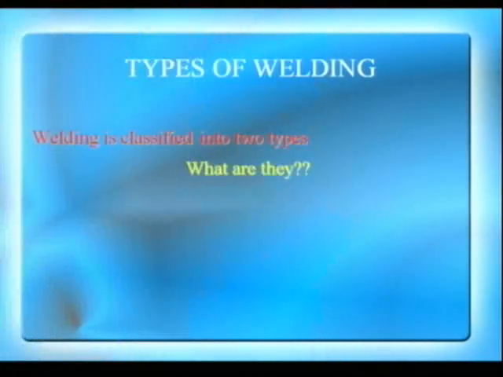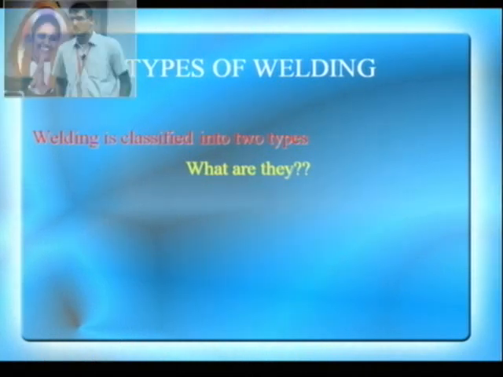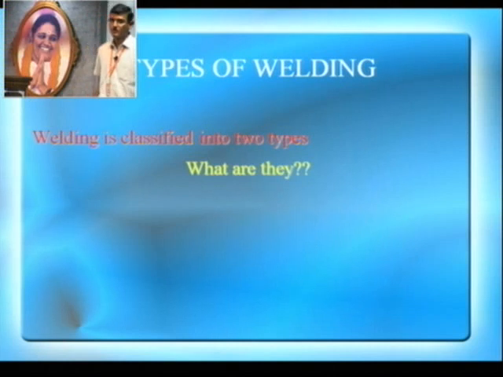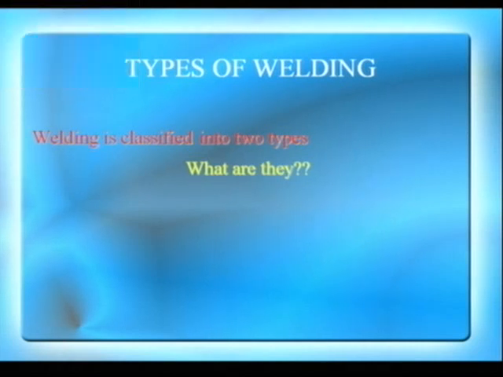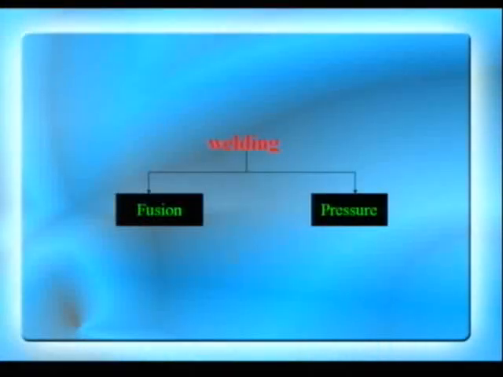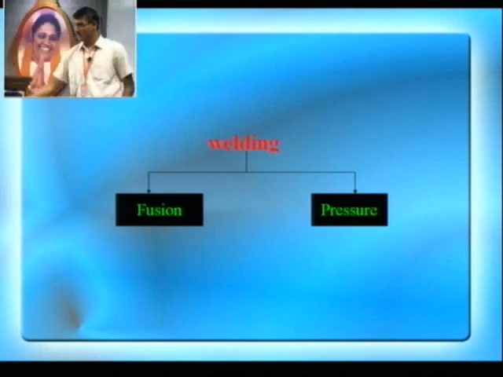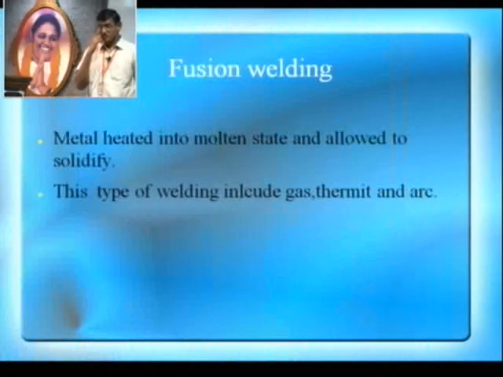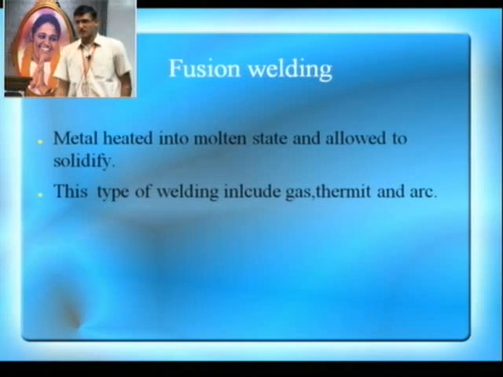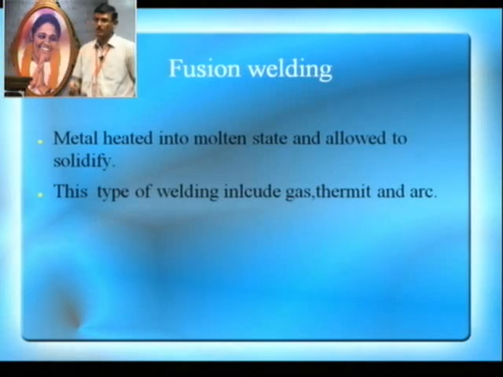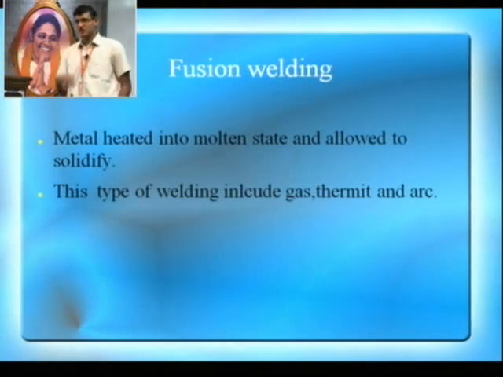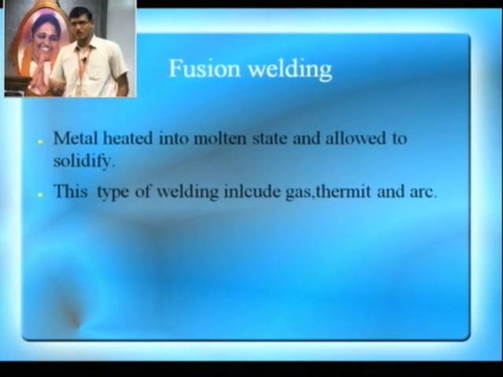Okay, now let's see about types. Welding is classified into only two types. What are they? Fusion and pressure. Let's see about fusion. In fusion welding, the metal is heated into the molten state and allowed to solidify. This type of welding includes arc, thermite, and gas.